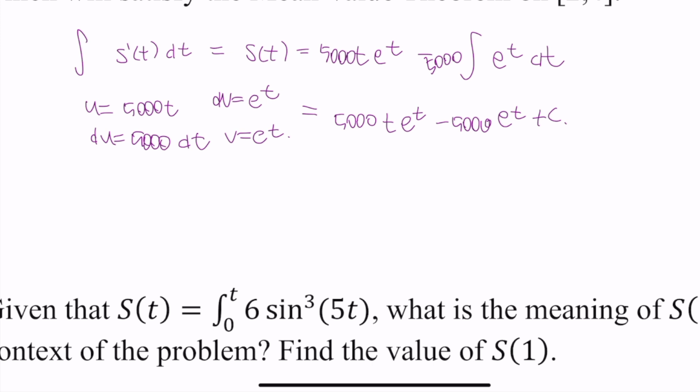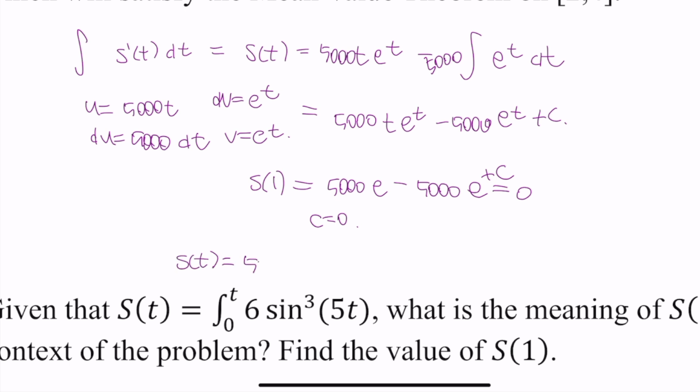One thing we have to make sure of is that since we have 1 and 0 as the s of t value, when we plug in 1 to s of t, we get 5,000 e minus 5,000 e, which is equal to 0. And plus c is equal to 0, so c is equal to 0. So s of t is just going to be 5,000 t e to the t minus 5,000 e to the t.